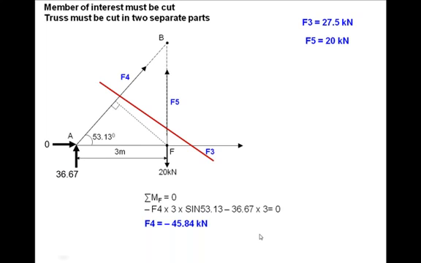So see, this is method of section. Take the right section, use the right equation, and get the answer in one single step. That is method of section. Thank you.